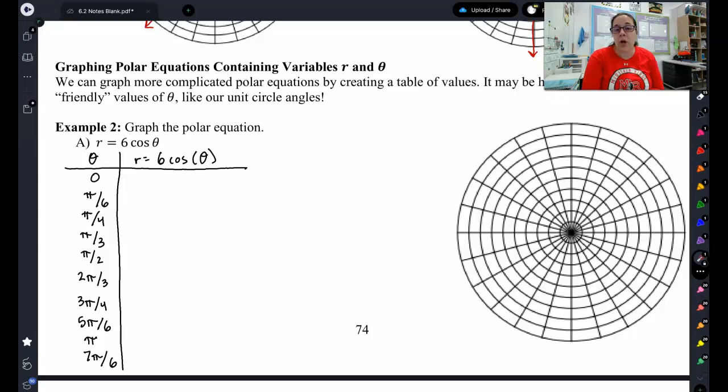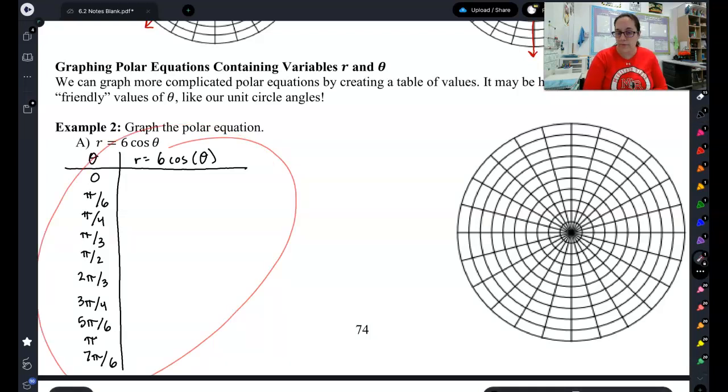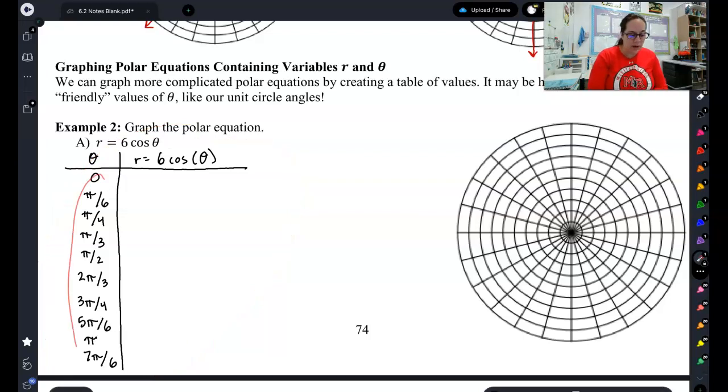Let's look at graphing some more complicated functions. So we're going to graph r equals 6 cosine of theta. What I've done here is I've just made a t-table, and in that t-table I have come up with a bunch of different thetas. You'll notice that all the thetas I listed are just the angles in radians from the unit circle: 0, pi/6, pi/4, pi/3, pi/2, and so on and so forth. And we'll end up using lots of these today over and over.